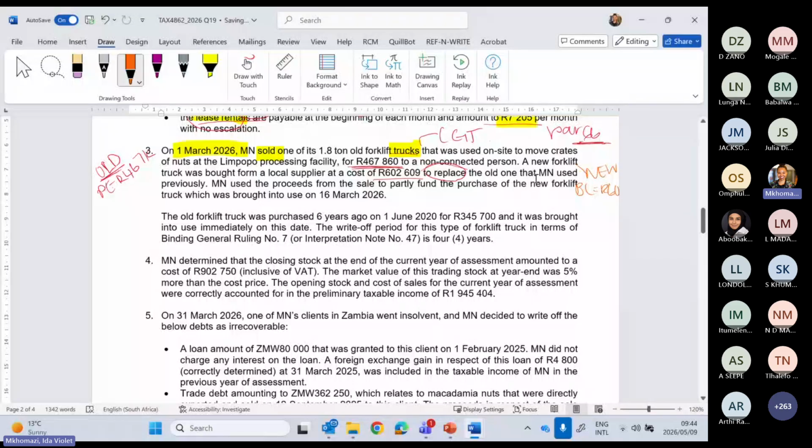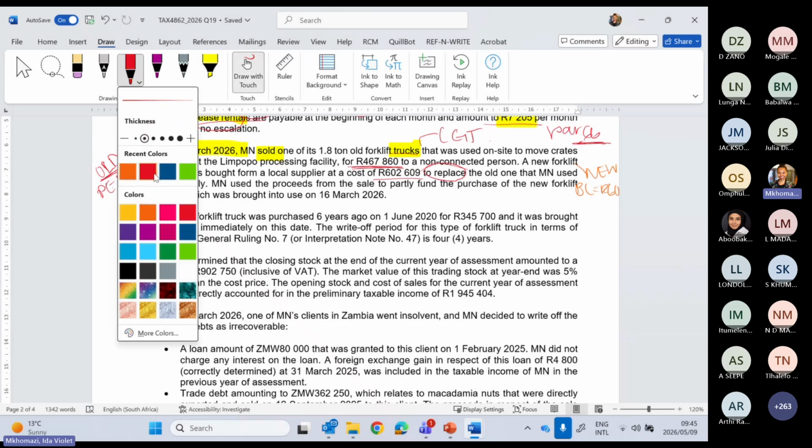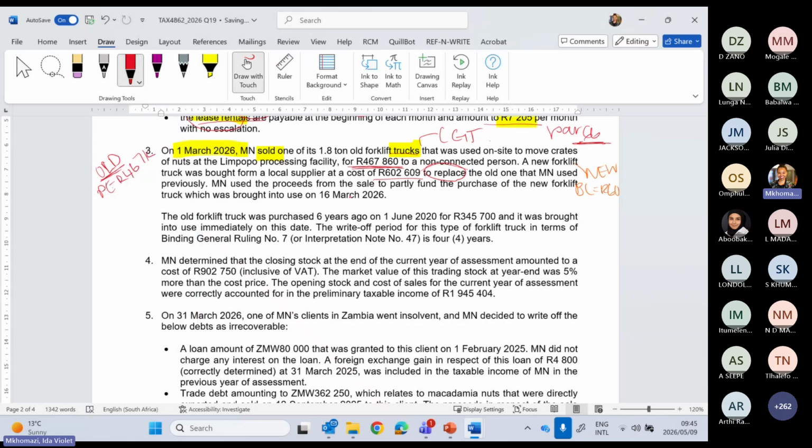Then if we read on further, they say that MN used the proceeds from the sale to partly fund the purchase of the new forklift truck, which was brought into use on the 16th of March. So this sentence means that the full amount of the proceeds, that 467,000, was used to fund the purchase of the new truck. So if you think about all those 4 requirements that we looked at, it meets the second requirement that says that the full amount of the proceeds must be used to purchase the replacement asset.